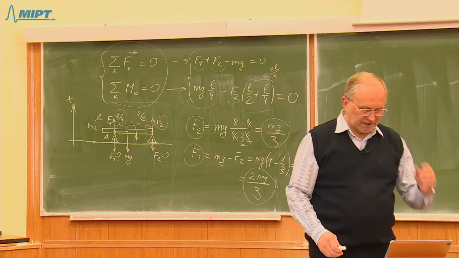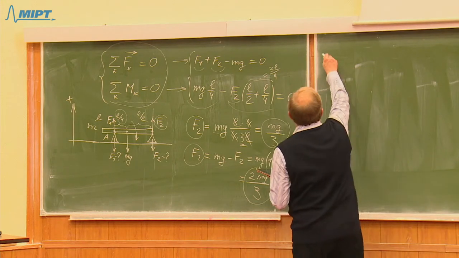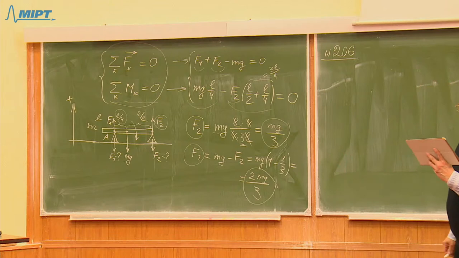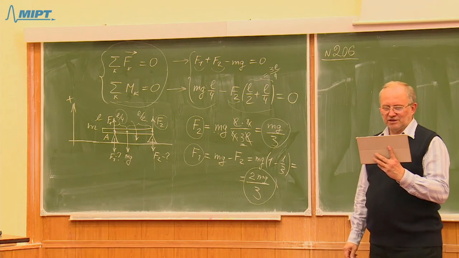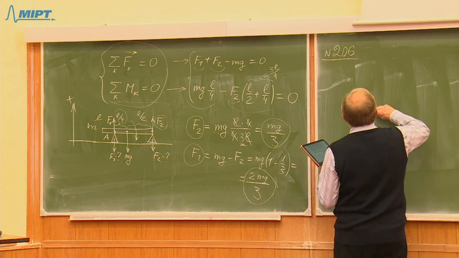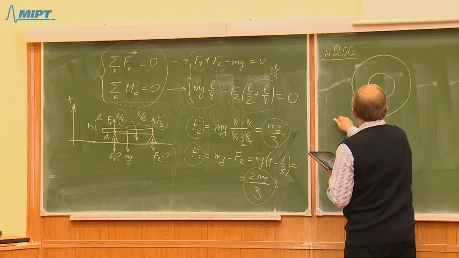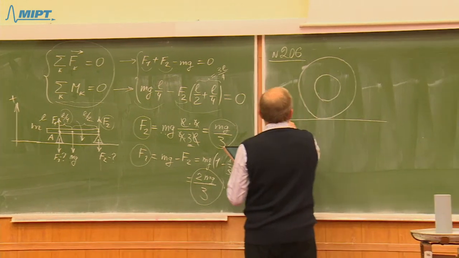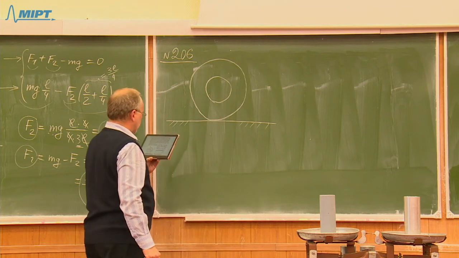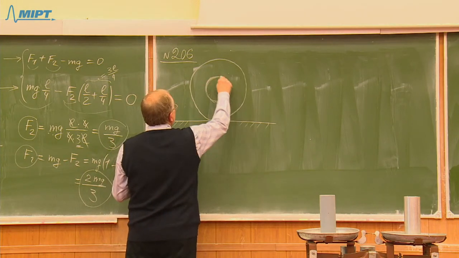Now I will consider a more complicated problem, which is problem 206 of Buchovtsev. So number 206. A heavy spool with a thread wound on it lies on a rough horizontal surface. So I draw a heavy spool. A spool is on the rough horizontal surface, so this is the rough surface. And the spool has a thread wound on it. So here we have a thread wound on this cylinder.